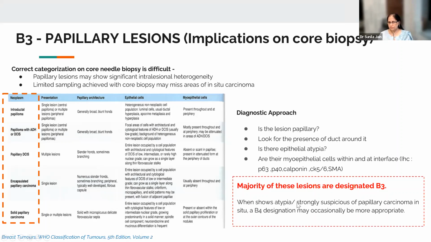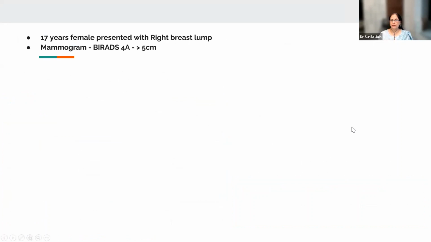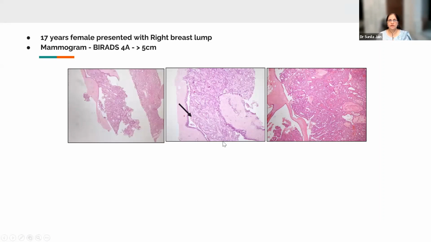So, most of these lesions are categorized into B3. It is only a very small percentage of lesions which go into B4 when they are strongly suspicious of atypia or carcinoma. So let us see a few of these cases.